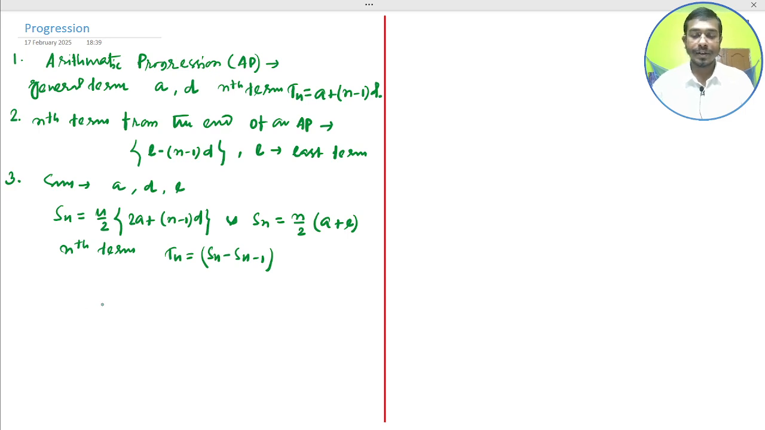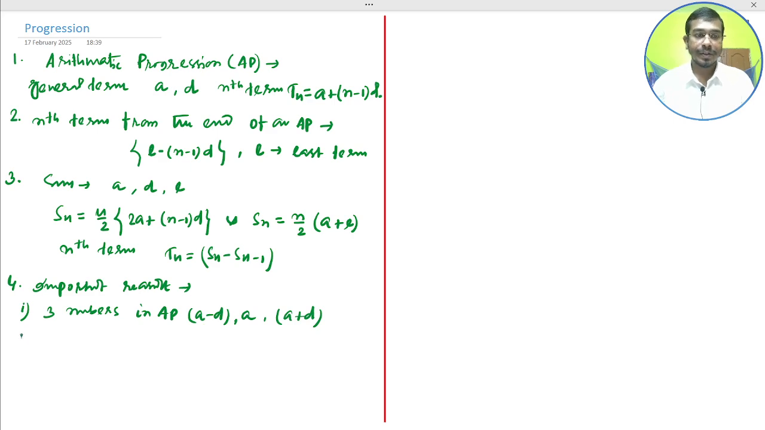Next, the important result. Important result means we always choose 3 numbers in the arithmetic progression as A minus D, A and A plus D. Next, 4 numbers in AP would become A minus 3D, A minus D, A plus D, and A plus 3D.